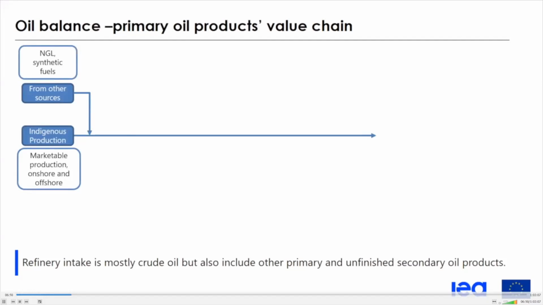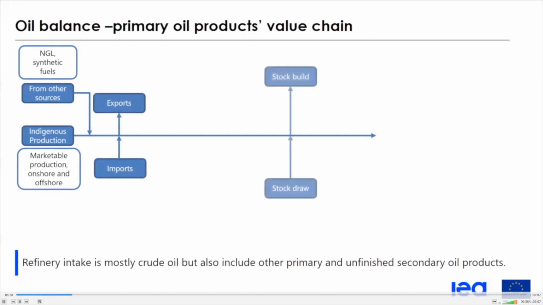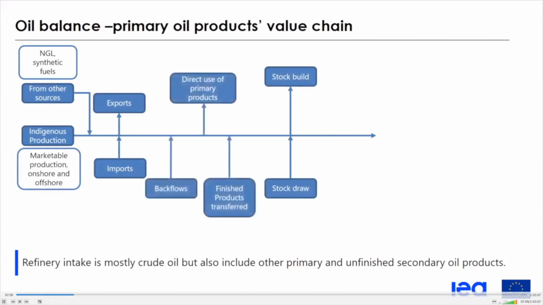If it's coming from another country, it will be reported as trade, so imports or exports. Then we can also have some stocks, some crude oil that has been kept waiting for its demand to be used in the refinery. And then we have other flows of consumption and supply, such as the direct use of primary products. Crude oil can sometimes be used, for example, to generate electricity. And we have some backflows and finished products that are transferred to be used as input to the refinery.